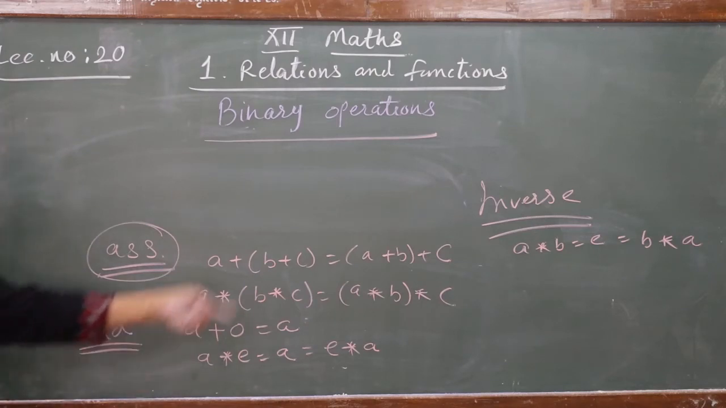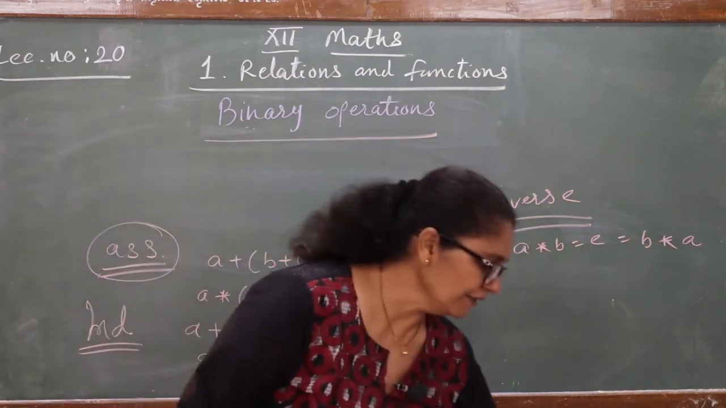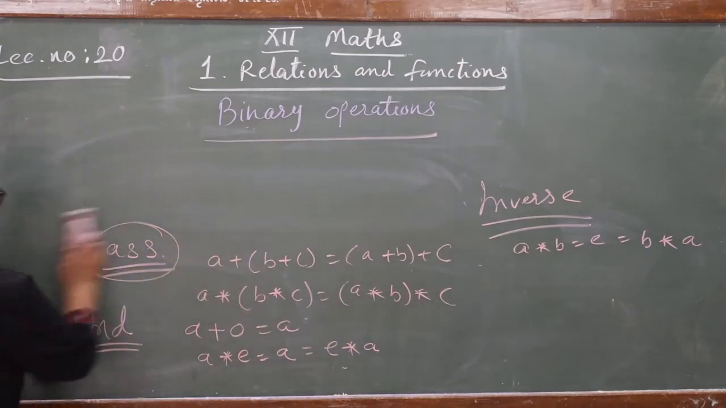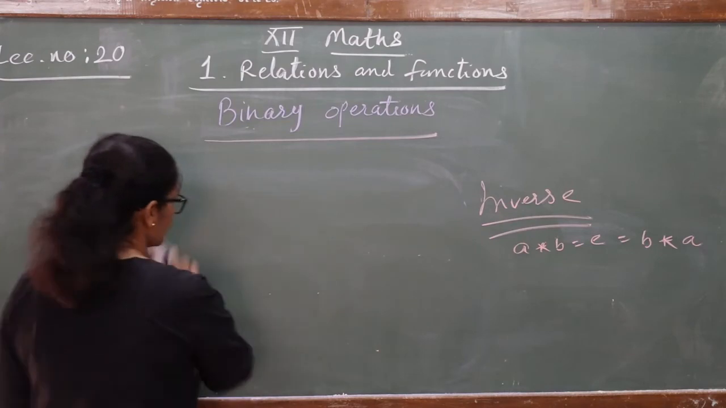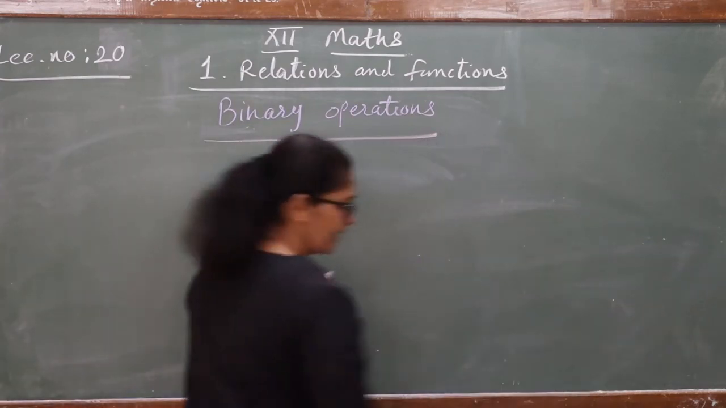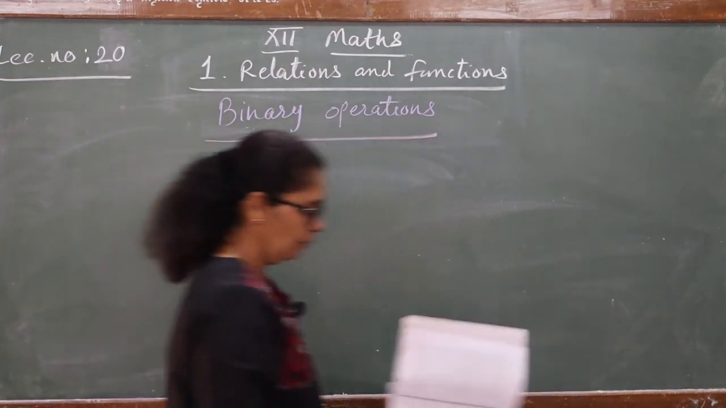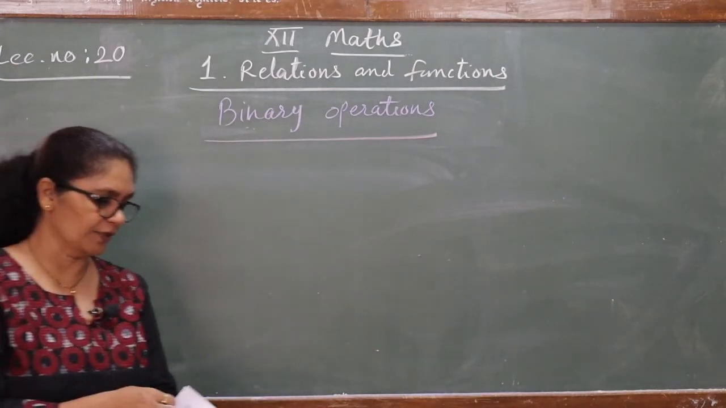Same way identity element and inverse. So one by one we discuss examples of it, so these four properties will be more clear to you. First we have discussed what is binary operation, and then four properties of binary operations.